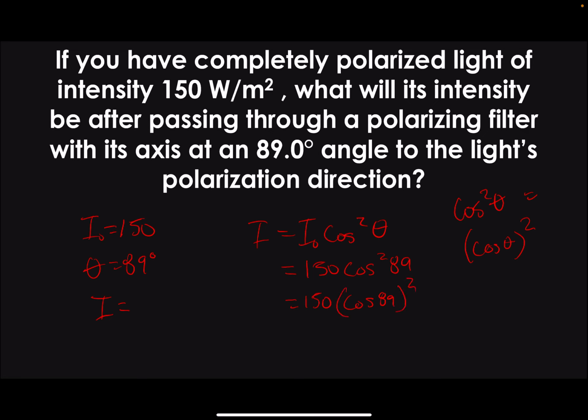And so specifically, cosine of 89 was 0.0174. And so you should be squaring that value, which gives you like 3 times 10 to the negative fourth-ish. And then you're multiplying that by 150. And you get this number here. And that's our new intensity.